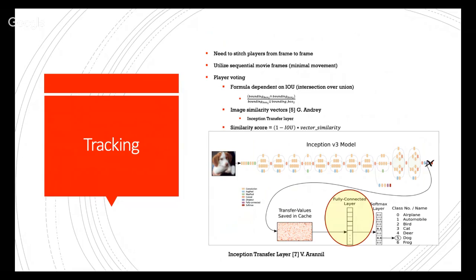The image similarity comes from feeding the images into Inception, and we can take the transfer layer of Inception as a vector that describes the image. We can take either the cosine similarity or the L2 norm of those vectors to compare how similar images are, and the similarity score with the lowest value is matched together.